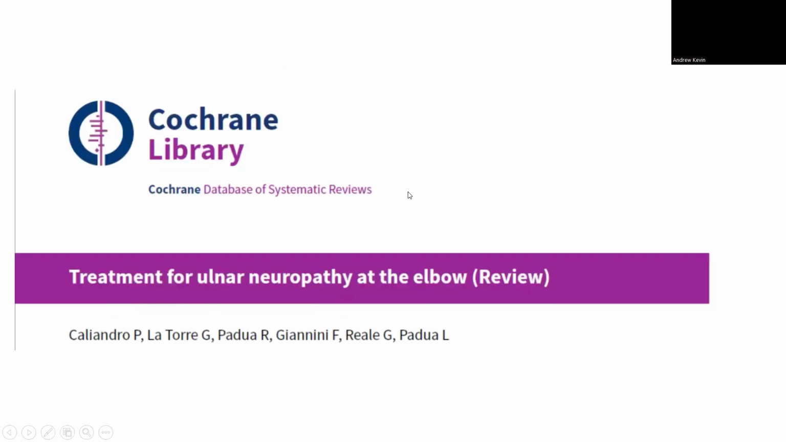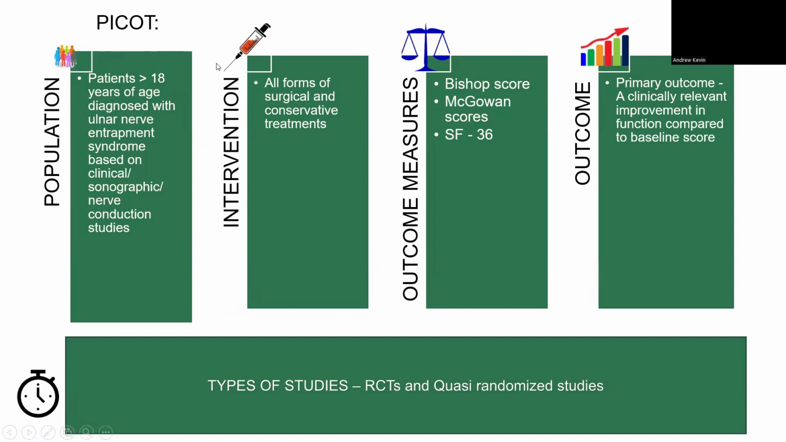To answer this question, we'll be looking at a Cochrane review, which was published in April 2025, which is a review of all possible treatments for ulnar neuropathy at the elbow. The PICO statement for the systematic review is that they had looked at patients more than 18 years of age who have been diagnosed with ulnar nerve entrapment syndrome based on either clinical or radiological criteria or nerve conduction studies. The interventions they had looked at were all forms of surgical and conservative treatments, which included splinting, corticosteroid injections at the elbow, and rest.